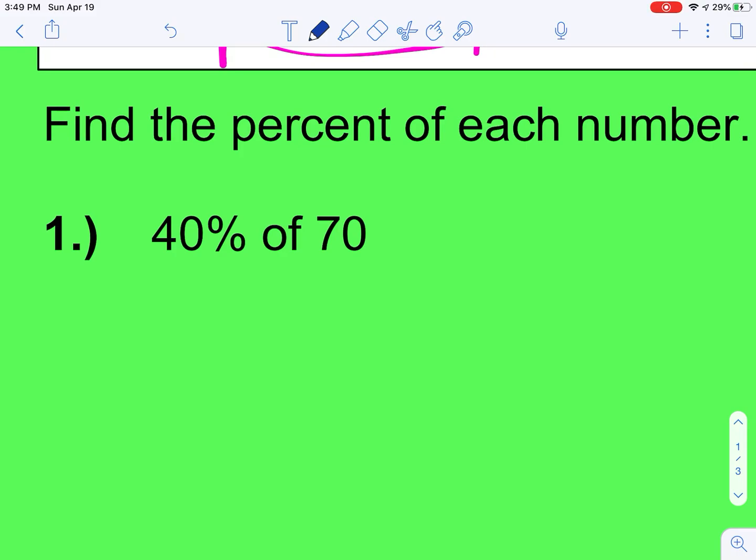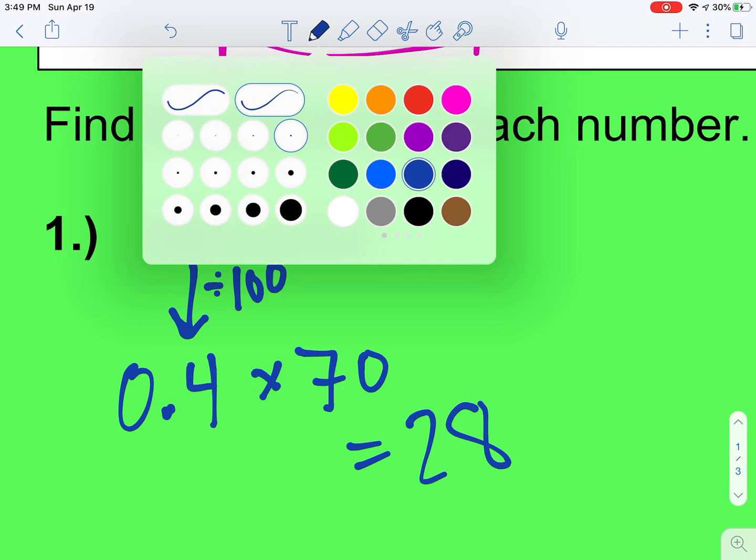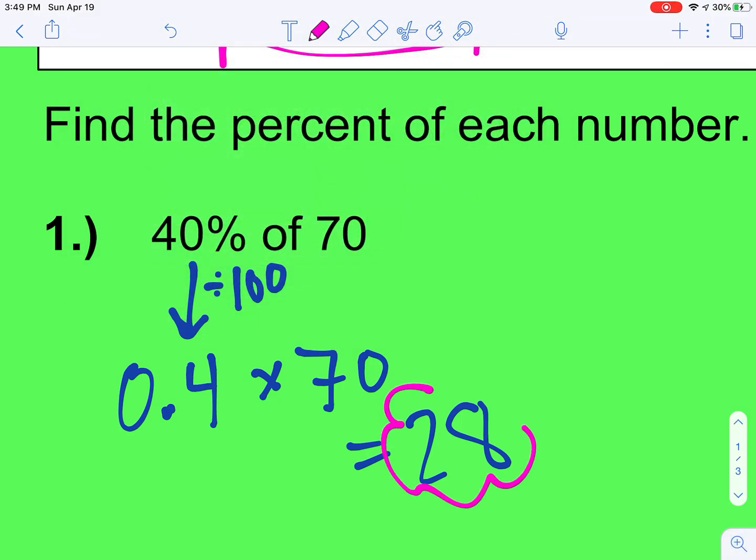So I have 40% of 70. The first thing I want to do is turn my 40% into a decimal by dividing by 100. And 40 divided by 100 is 0.4. Then all I do is multiply by the other number. So I need to do 0.4 times 70. And I get 28. So that means that 40% of 70 is 28.